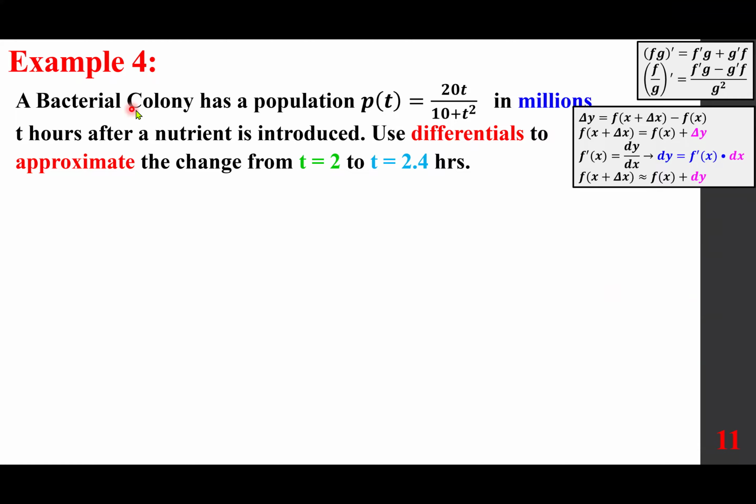A bacterial colony has a population of P of t equals 20t over 10 plus t squared, in millions, t hours after a nutrient is introduced. Use differentials to approximate the change from t equals 2 to t equals 2.4. So what is given? t equals 2, and their difference is dt or delta t, in other words, 2.4 minus 2, or 0.4. And since they want an approximation, that means we want dP. That's the meaning of it.